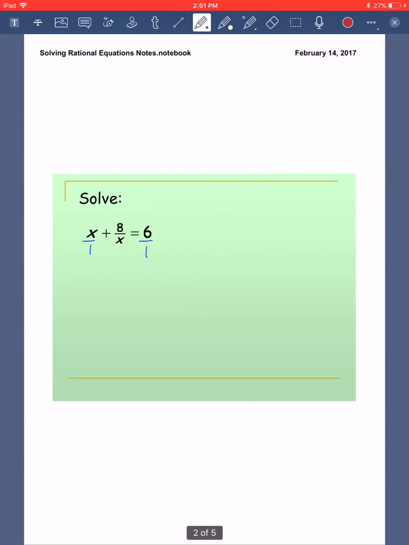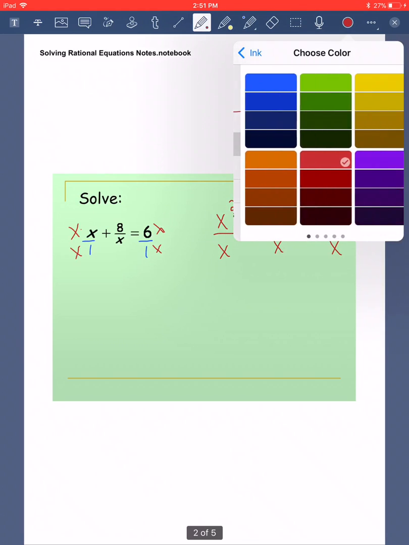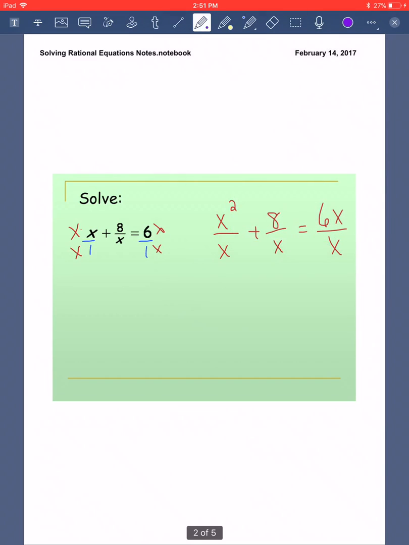And the way that I'll get that is I'm going to multiply x over 1 top and bottom by x. 8 over x I don't have anything to do to. And then 6 over 1 I'll multiply top and bottom by x. So this ends up being x squared over x plus 8 over x equals 6x over x. All right, what's awesome about solving rationals is once you have a common denominator for everything, you can completely get rid of the denominator. So now all I'm dealing with is x squared plus 8 equals 6x.